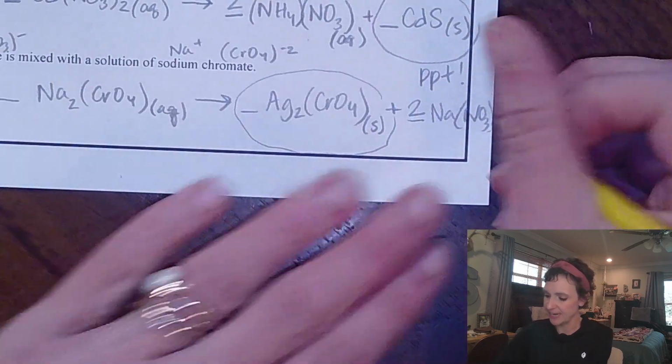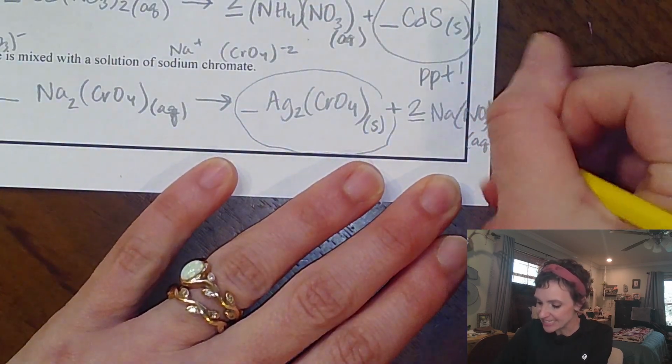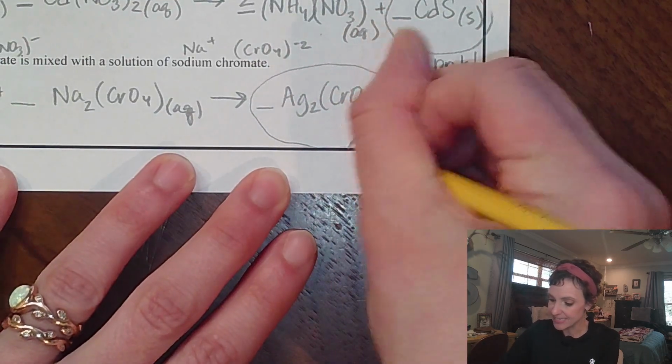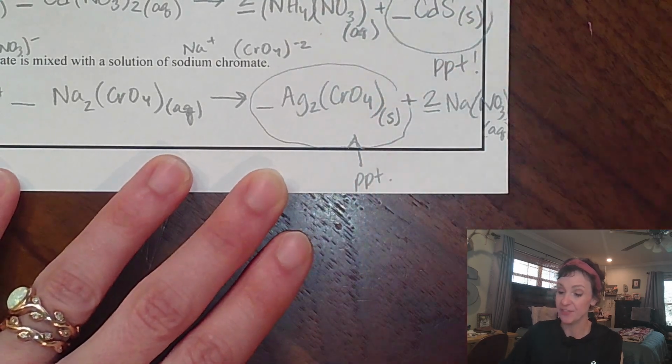Sodium nitrate, y'all, nitrates are always soluble. No big deal here. Sodium nitrate is going to exist as ions in solution. He is aqueous. Okay, so this guy is the precipitate for this reaction.